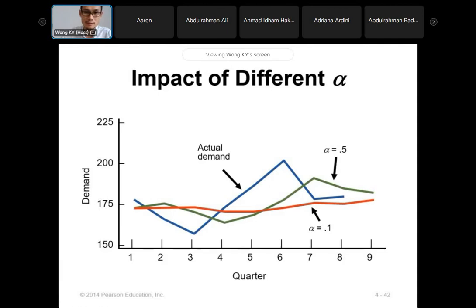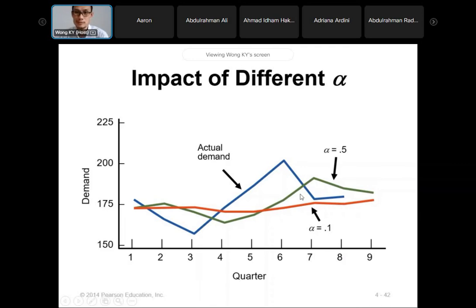Okay, this graph illustrates what I said just now. The x-axis is the time period, the y-axis is the demand, and the blue line is the actual demand. So you can see the actual demand fluctuates, goes down and then goes up again, goes down. It means the average changes.